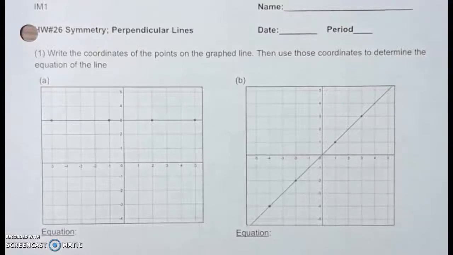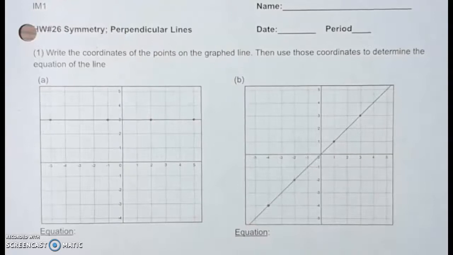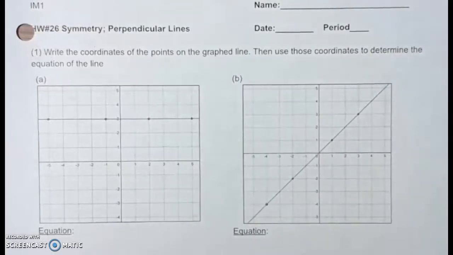Hello everyone, this is the homework video for IM1, homework number 26, Symmetry and Perpendicular Lines. It's asking you to write the coordinates of points on the graph line, then use those points to determine the equation of the line. So let's start by writing the coordinates.